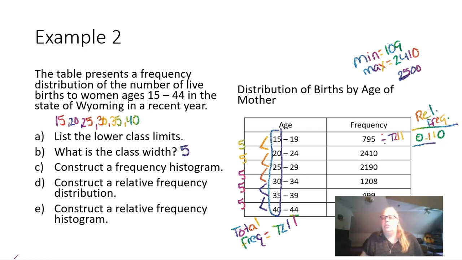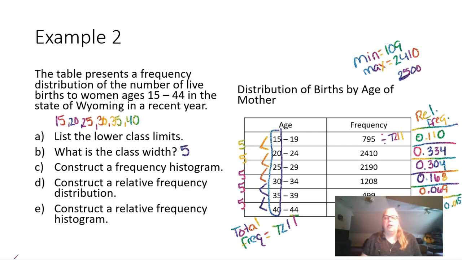And then I'm actually going to do this for each of my categories here. All right, and so now I have added in my relative frequency column, and we have our relative frequency distribution. And I got these numbers again just by dividing each one of my frequencies by my total frequency. And then I rounded it to 3 decimal places.